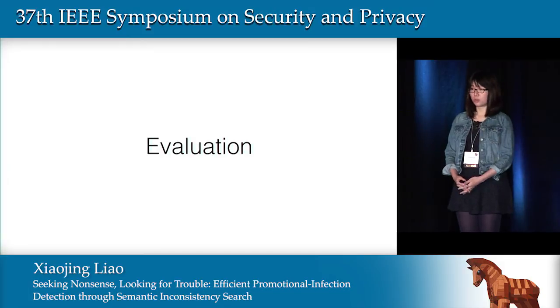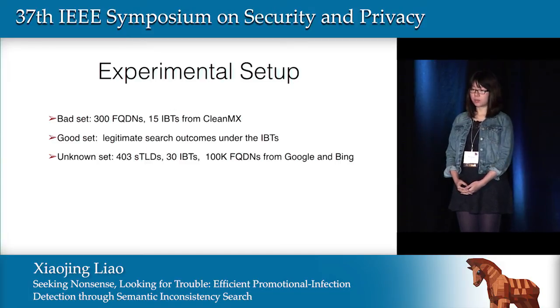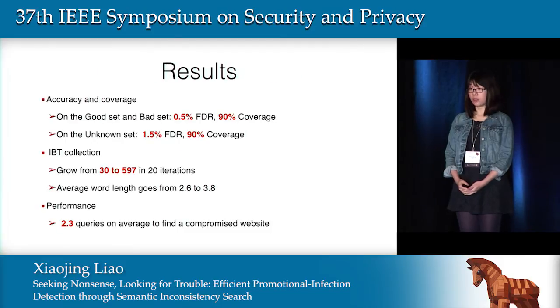Our system SIS works well in practice. We set up the system evaluation on three datasets. The bad set includes 300 FQDNs and 50 patterns from CleanMX. And the good set is the legitimate search output under these 50 patterns in the bad set. For the unknown set, we use 403 STLDs and 30 patterns, which come out with 100,000 FQDNs from Google and Bing search. And we found 11,000 of them are compromised.